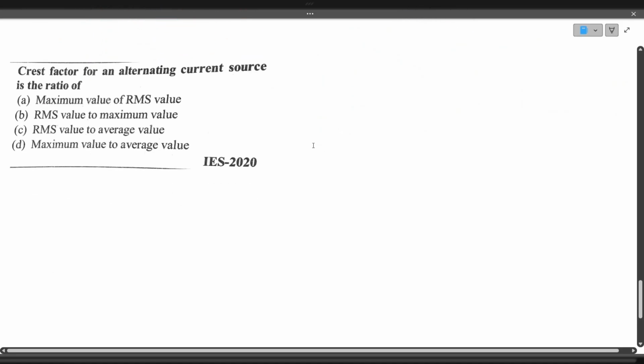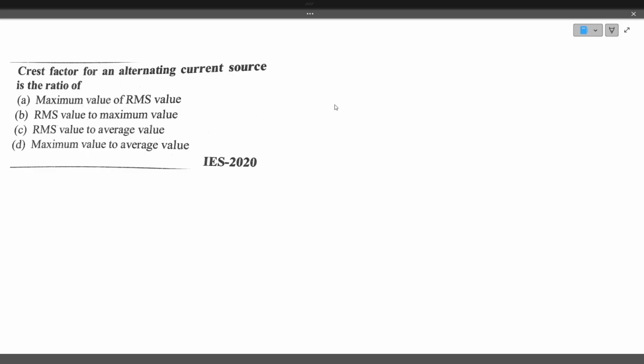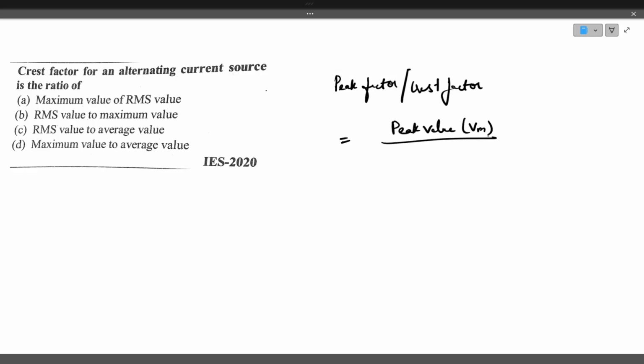Now the next question, the crest factor. The crest factor for an alternating current source is the ratio of peak value to RMS value. Crest factor is nothing but the peak factor. Peak factor or crest factor, both are the same, which is the ratio of peak value, that is Vm, divided by the RMS value, that is Vrms.